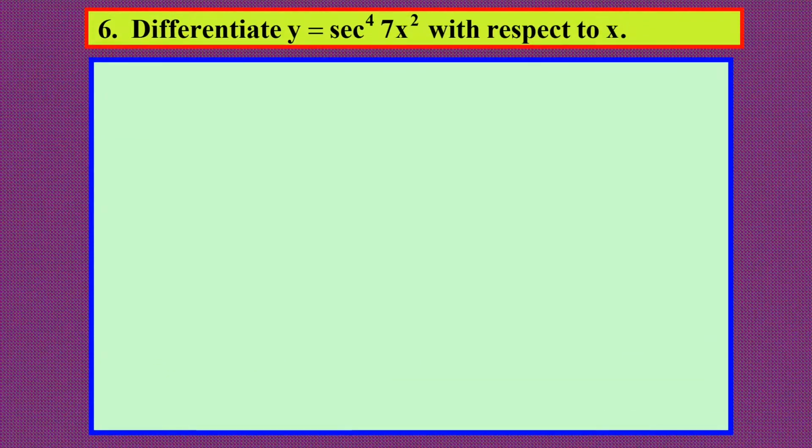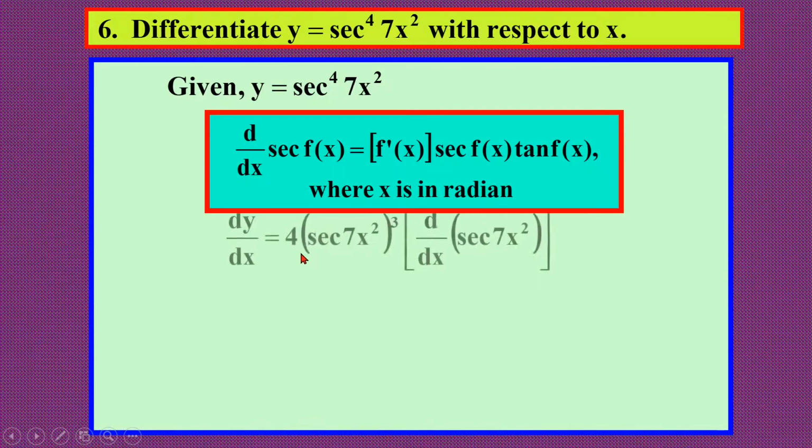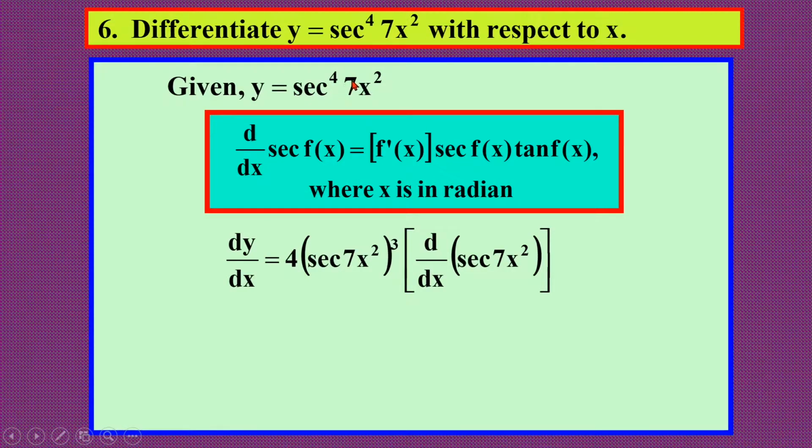Let's check out this one. This is given with the power here and a function 7x squared. So what will happen is you are going to deal with the composite first, which means that you are going to settle the 4 to the front. Copy secant 7x squared. Index minus 1, you get 3.